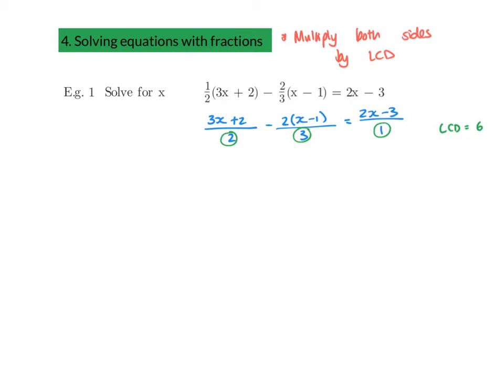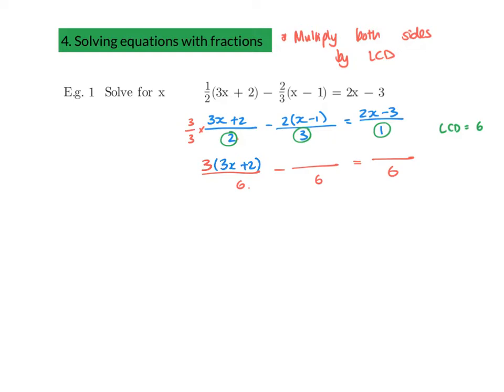So in this example, I'm going to show changing each denominator so that it's 6. Now the number 2, to get to 6, I'm going to need to multiply by 3. So to keep my equations equivalent, I'll be multiplying by 3 over 3. So I get 3 multiplied by 3x plus 2.